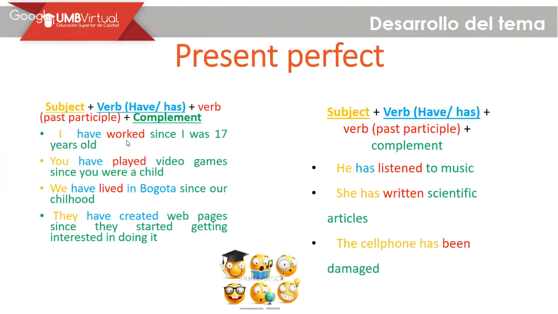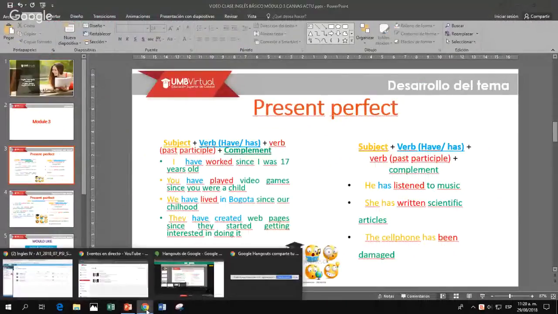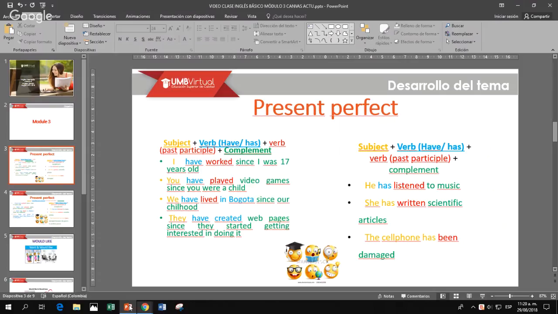Okay, so those are examples according to present perfect. Now I'm going to go back to see if someone is connected. Since you're not connected, we're going to continue with our presentation. But don't forget to take into account those parameters.